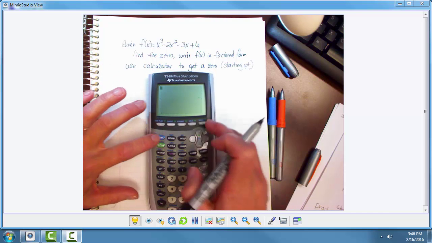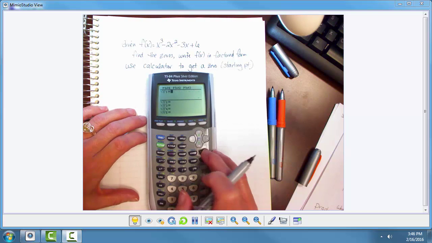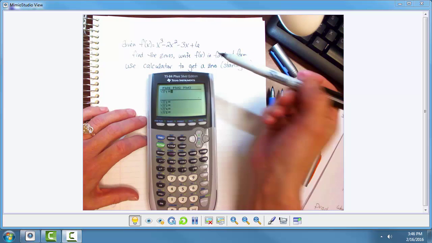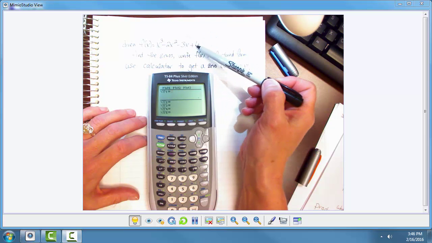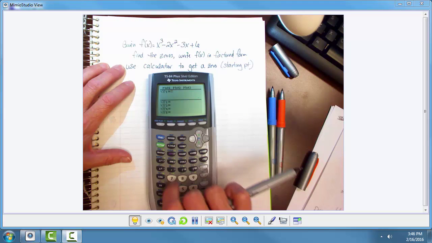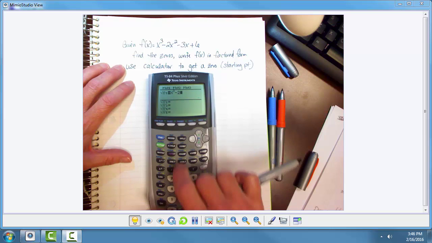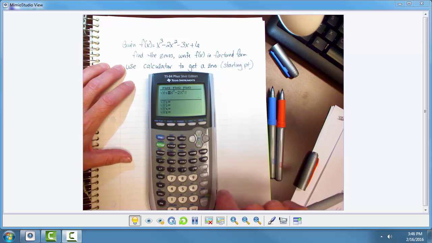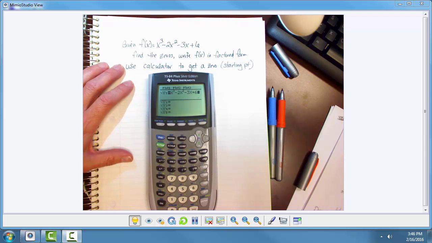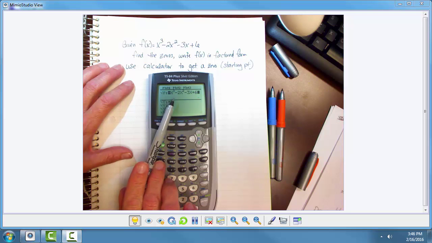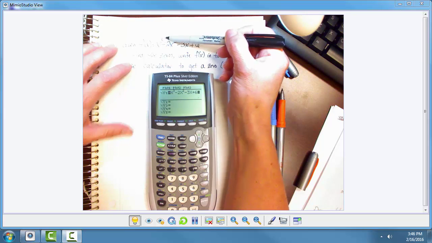Okay, we're going to go to y equals, and we're going to type in y equals this polynomial. So we're going to type in x to the third minus 2x squared minus 3x plus 6. By the way, do you know the end behavior of this polynomial? It goes down to the left and up to the right because degree is odd, so it's opposite directions.